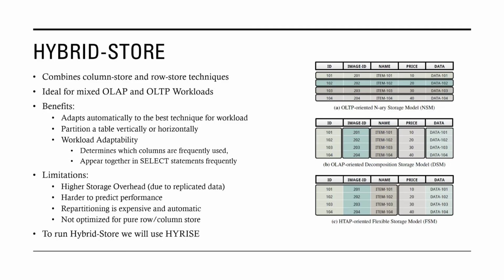There are, however, a few limitations. A hybrid store has a higher storage overhead due to the replicated data, and repartitioning is expensive, although automatic. Its performance is also harder to predict, and it's not optimized for purely row store or purely column store. We will be using Highrise as our hybrid store implementation.